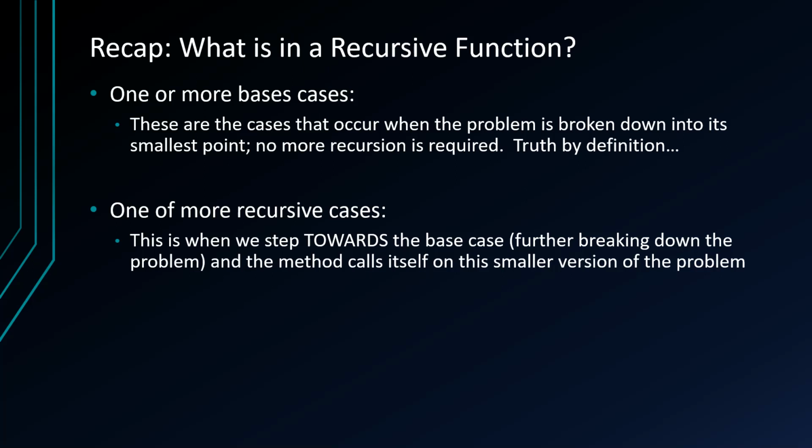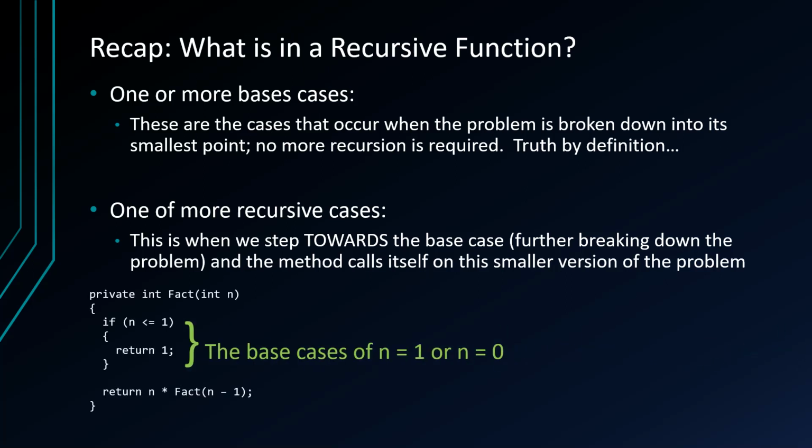So this is when we step towards the base case. We have to break down the problem and work towards that base case. If we're not, then we're not creating a recursive solution. The method calls itself on this smaller version of the problem. Makes sense. So looking at this code, we can see the base case is that first if chunk, where n is equal to 1 or 0. And of course, the recursive case is that final step at the very end.